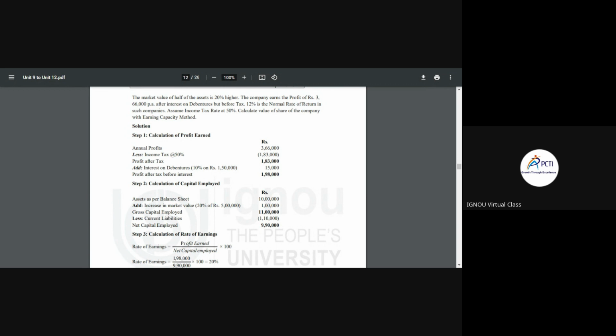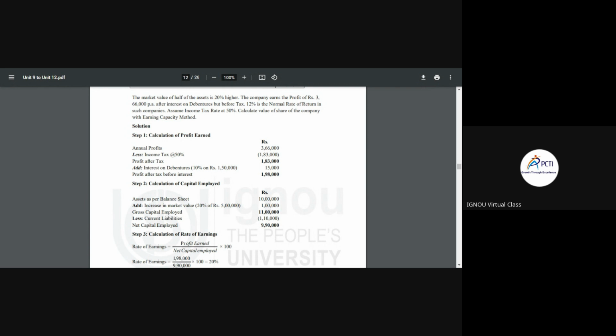So first one is annual profit, that will be 3,66,000. Then we deduct income tax at 50%, that will be 1,83,000. Then we have profit after tax, that will be 1,83,000. Then we add interest on debenture, 10% on rupees 1,50,000, that will be 15,000. Then we have profit after tax before interest, 1,98,000.